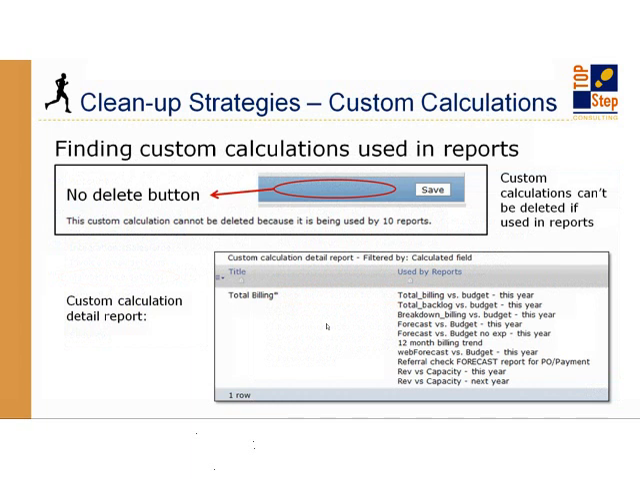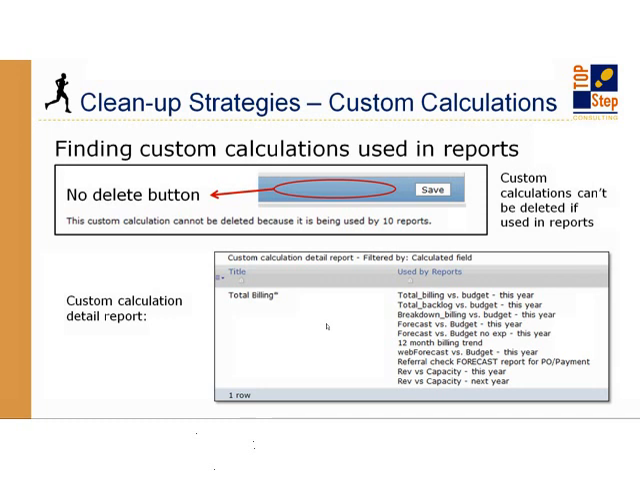All right, cleaning up strategies. The next one, I see this a lot, custom calculations. So let's say you are redefining how you calculate billable hours, and it requires a new custom calculation for a billable hours value, or maybe a total billing value in this example. You create your new custom calculation, and you say, great, okay, everybody use this calculation now going forward. We're not going to use this old one.